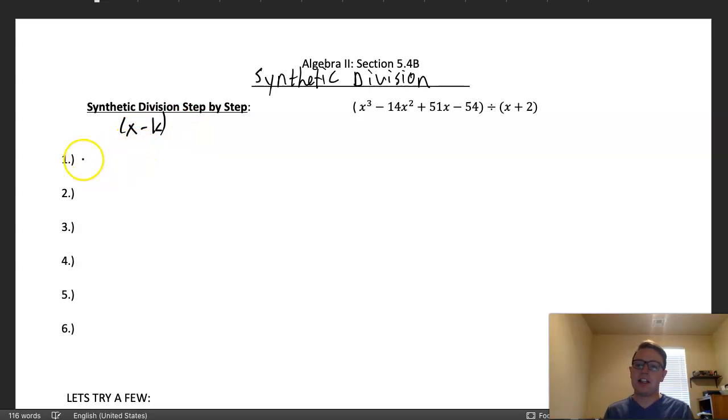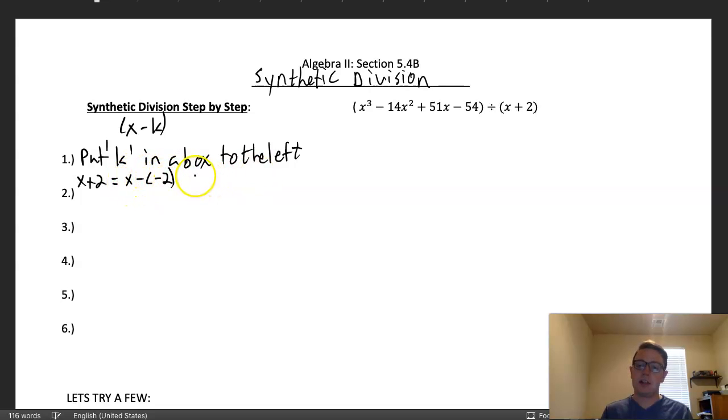Our first step when we're doing synthetic division is we're going to put k in a box to the far left. Now looking at our example, we have x plus 2, meaning we have to convert this into a minus. X plus 2 is the same thing as x minus a negative 2. So this means that k is going to be negative 2. So we're going to put k, or negative 2, in a box in our top left.